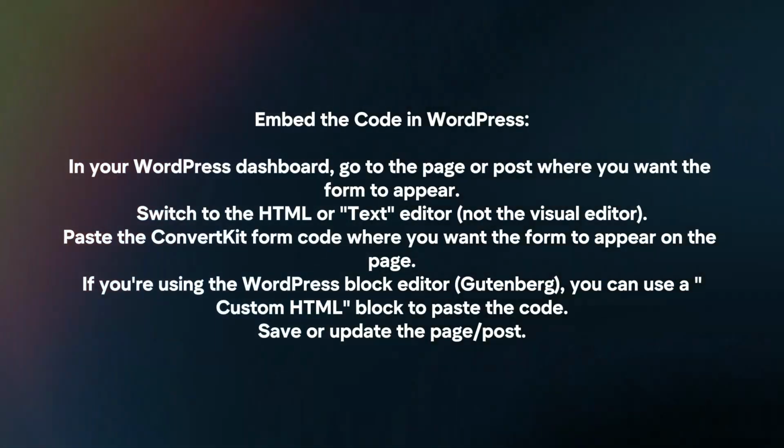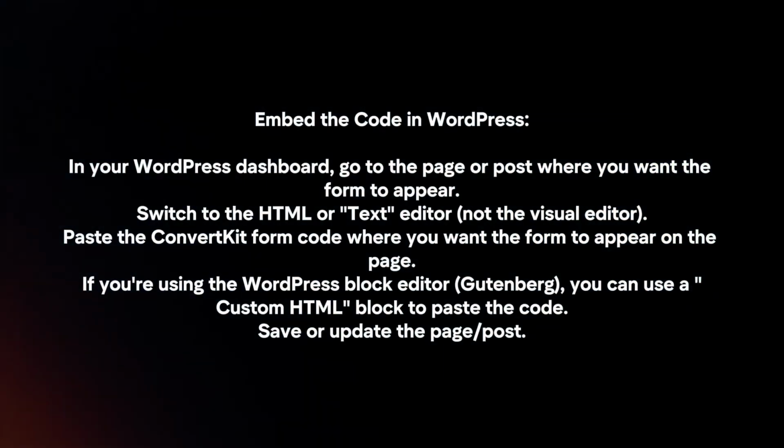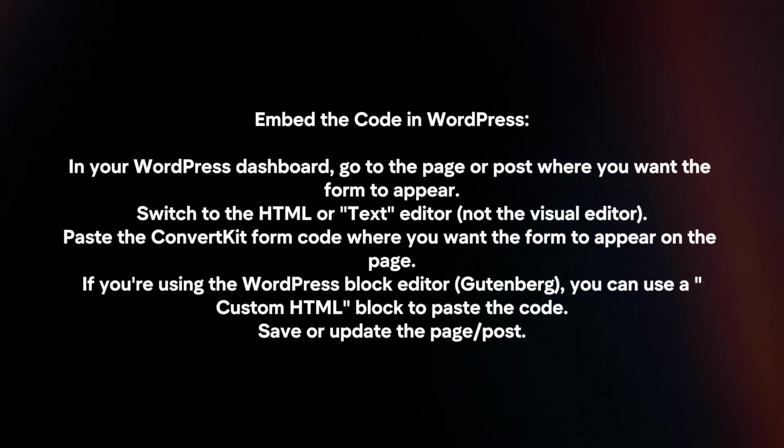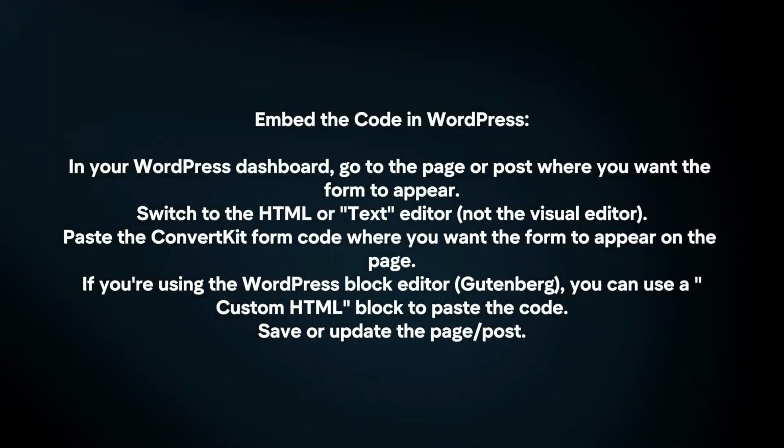Embed the code in WordPress. In your WordPress dashboard, go to the page or post where you want the form to appear. Switch to the HTML or text editor. Paste the ConvertKit form code where you want the form to appear on the page.